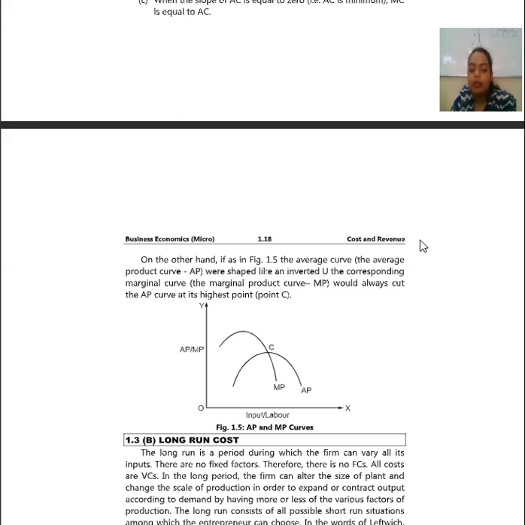on the other hand, if in figure 1.5 the average product curve AP were shaped like an inverted U, the corresponding marginal curve, the marginal product curve MP, would always cut the AP curve at its highest point C. So, this is how the curve should take place.